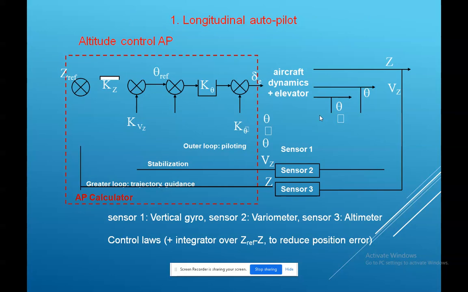This is your altitude control autopilot system's flow diagram. Here you will be using sensors 1, 2, 3. The first sensor is the vertical gyro, the second one is the variometer, the third one is the altimeter. The altimeter sensor is only going to sense the height of the autopilot system.